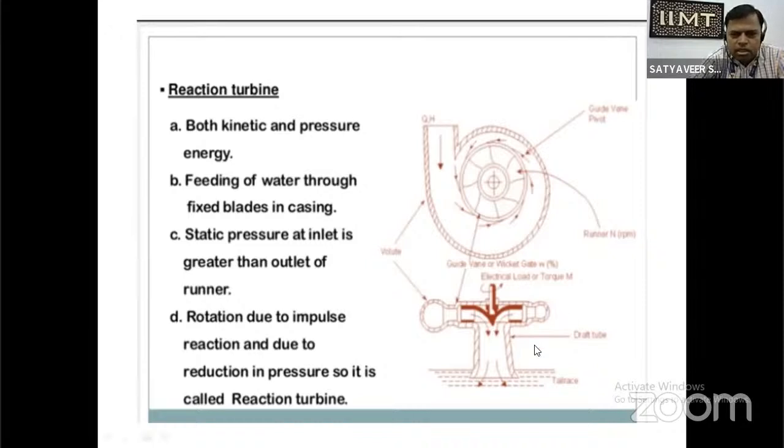Basically, we can see the bottom view of this turbine. Here the water comes from the volute casing, and after working on the turbine blades, this water goes down through the tail race. A draft tube is provided with the reaction turbine, and this draft tube is basically an increasing diameter tube, and it can control the velocity of the flow.